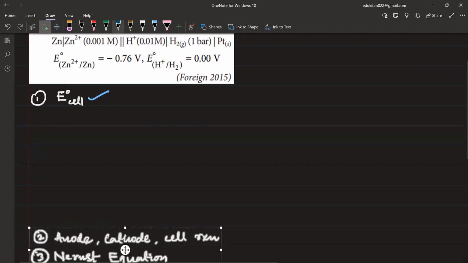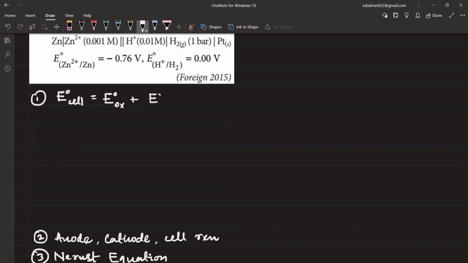So for E naught of the cell, this will be equal to E naught of oxidation plus E naught of reduction. Here we see that oxidation of zinc is happening, but we have been given the value of reduction. So we'll switch the value and make it positive 0.76. Plus, for the reduction, we know that hydrogen is 0. So this will be plus 0.76. This will be my E naught cell.